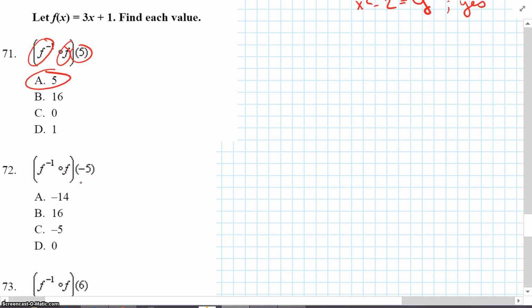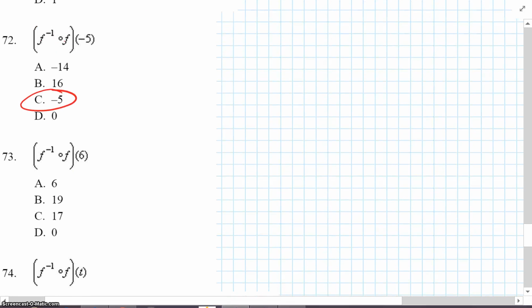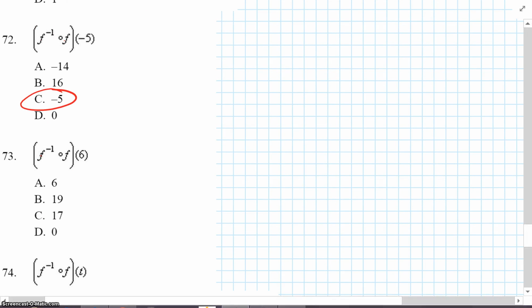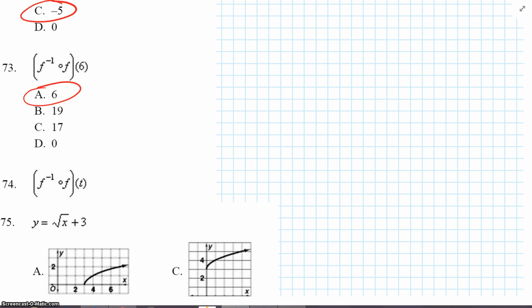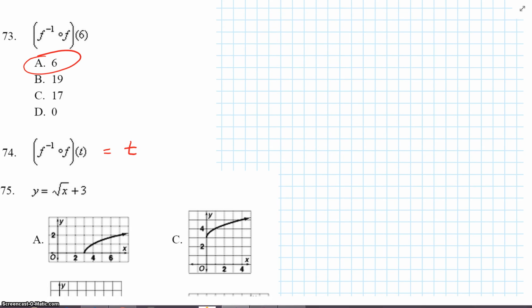72, inverse and function, doesn't matter the order, the answer is C. 73, function and its inverse of 6 is 6. 74, function and its inverse of t is t. Easy stuff.